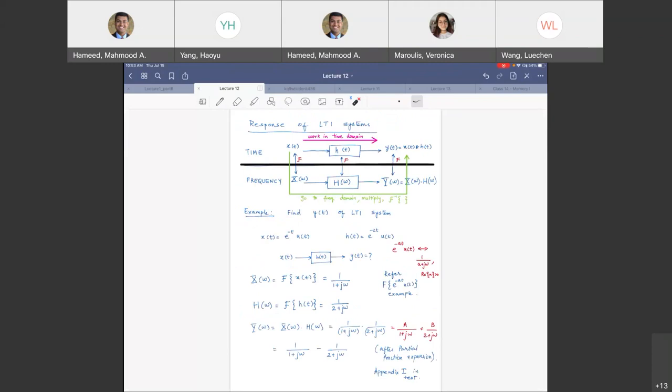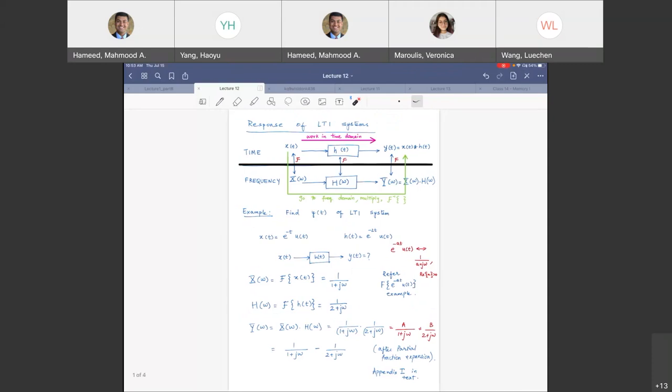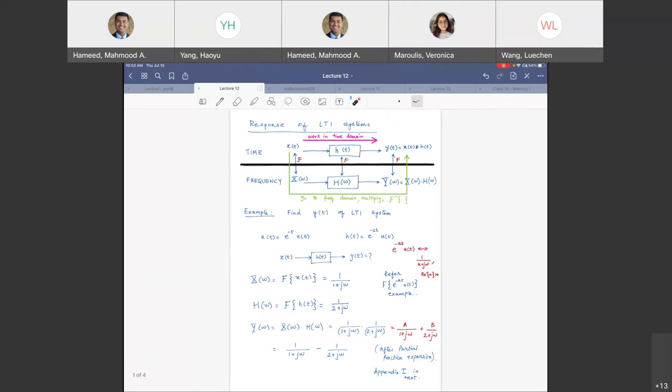All right, I'll provide you guys with standard forms for the partial fraction expansions. So you will have the appropriate reference to do it.